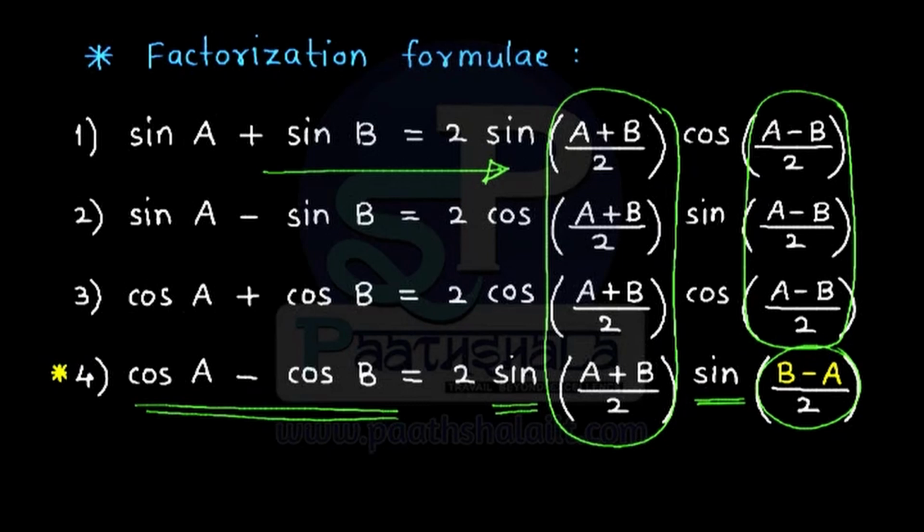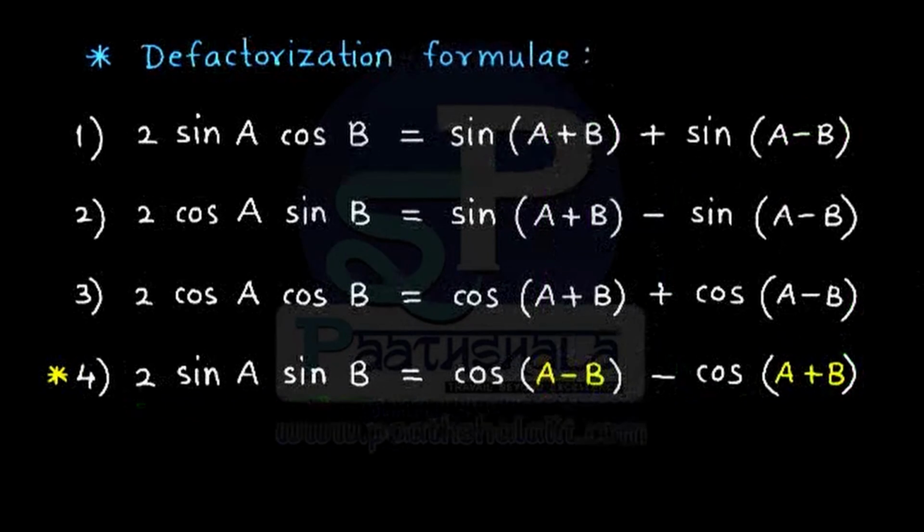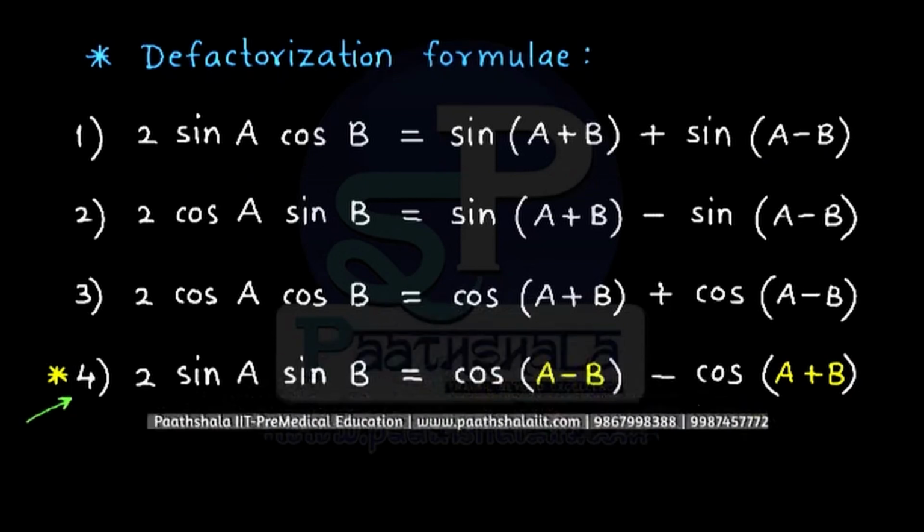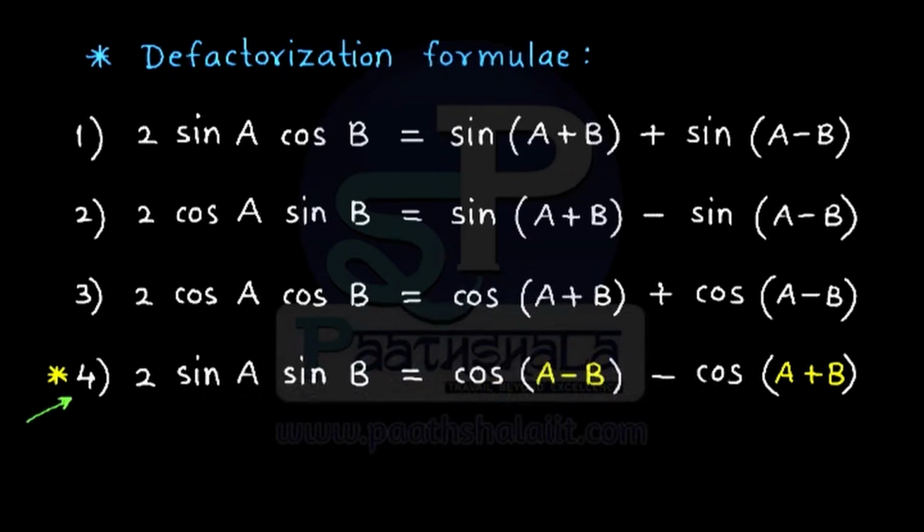So let us once again go over those 4 defactorization formulae. Now here we are given the product of sine and cos. Of course we need a factor of 2 in the beginning to defactorize it. That is equal to, on the right side, sine of a plus b plus sine of a minus b. Here also we see that the 3 formulae are similar, but the 4th formula is slightly different compared to the rest of the 3.